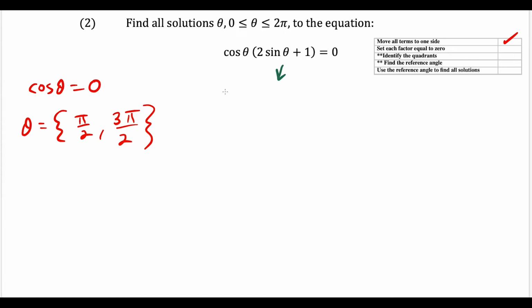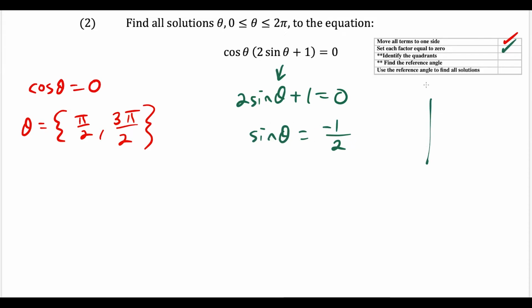And now next we're going to set 2 sine theta plus 1 equal to 0. And this, if we separate and solve for sine theta, that's going to give us sine theta equals, we could subtract 1 and divide both sides by 2. And that gets us here. So now that we set each factor equal to 0, for this one we have to identify the quadrants because sine theta is non-zero.